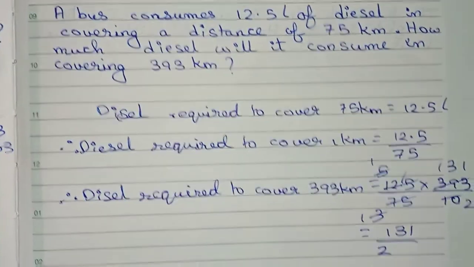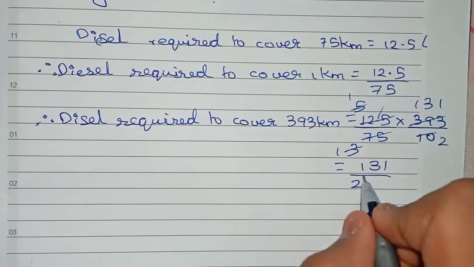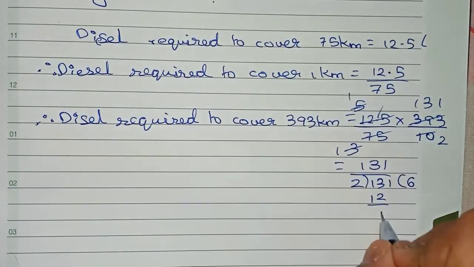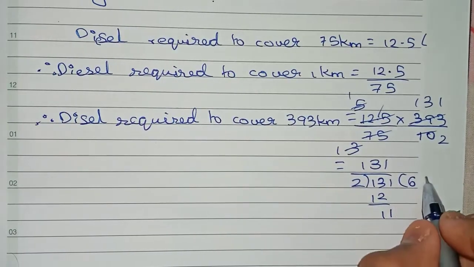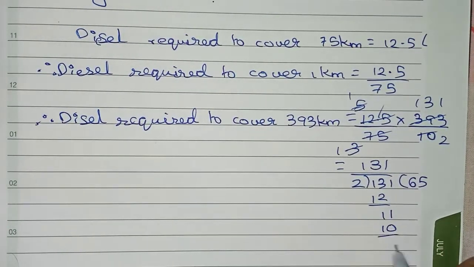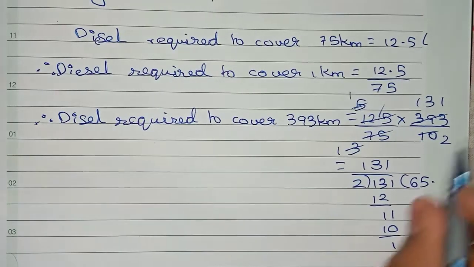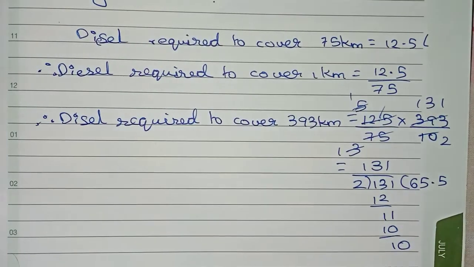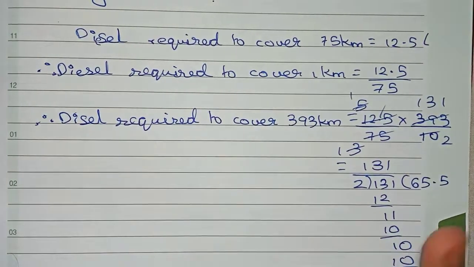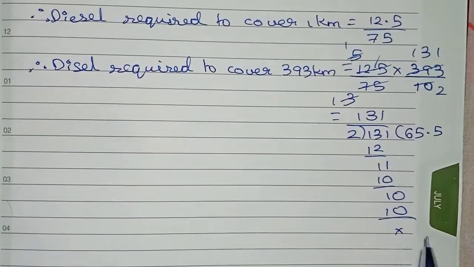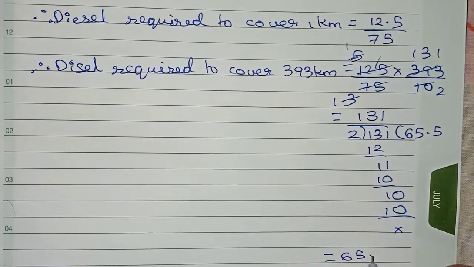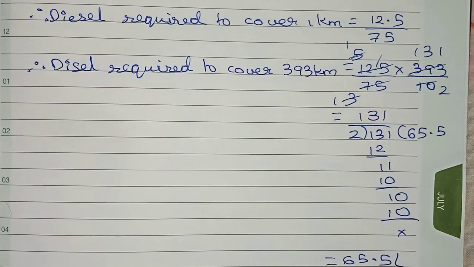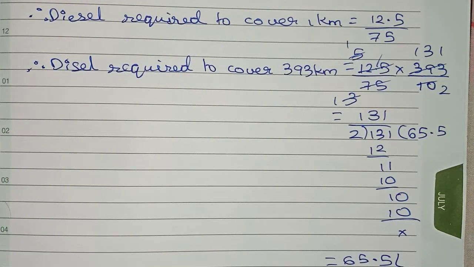So now I divide this. 131: first 2 into 6 is 12, now remainder 1. So now I write 5, it will become 10. Now again remainder 1, so we give our decimal, so it will take one more 0. So you can easily write 5 now, so it is divisible by 5. So our final answer will be 65.5 liters. Let's move on to our next question.